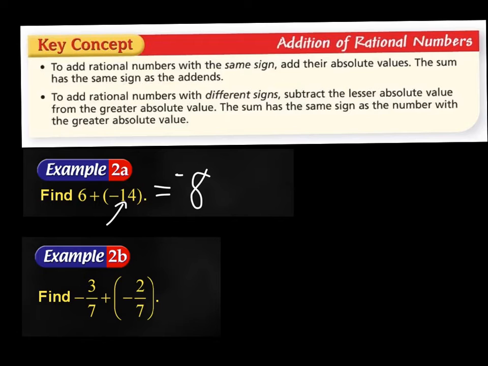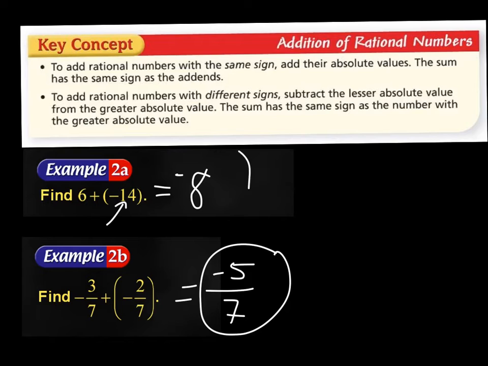These two fractions have common denominators and the same sign, so all we have to do is add -3 plus -2, which is -5, and our denominator was 7. They're going in the same direction, so we just added.